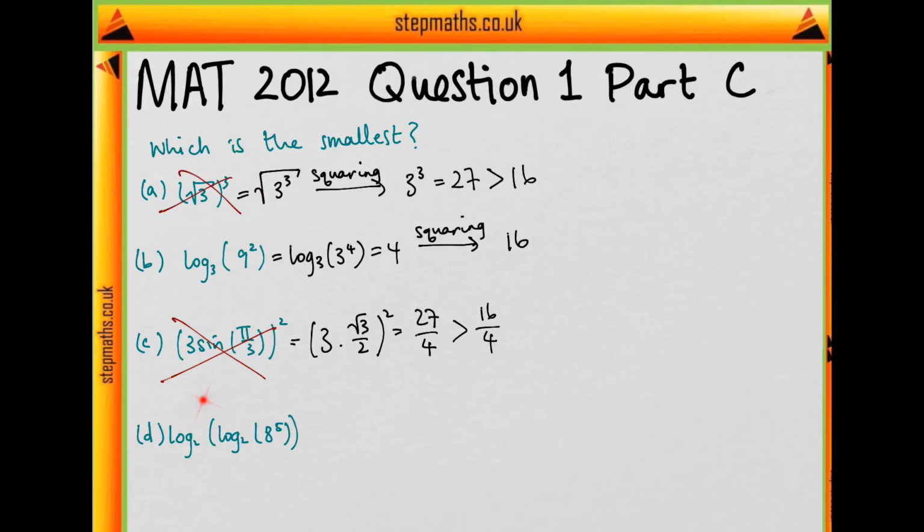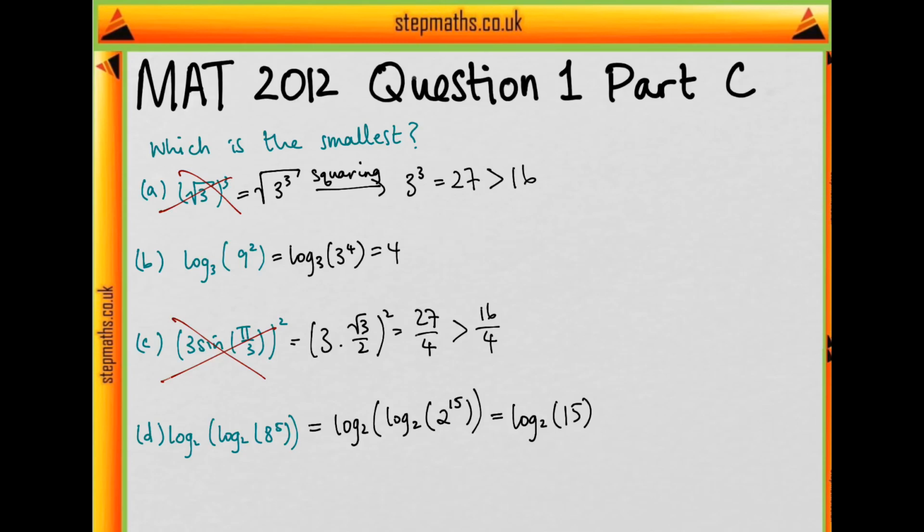Okay, now what about this last one? So 8 is 2 to the 3, right? So 8 to the 5 is 2 to the 15. So we can rewrite this as log of 2 to the 15. And log base 2 of 2 to the 15 is just 15. So we get that this is just log base 2 of 15.